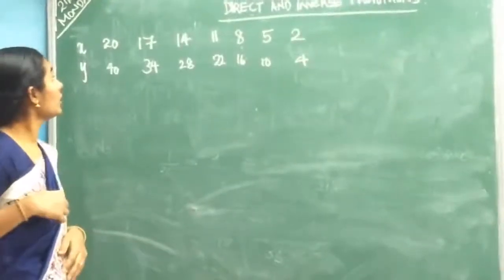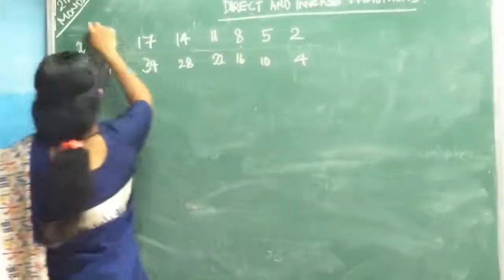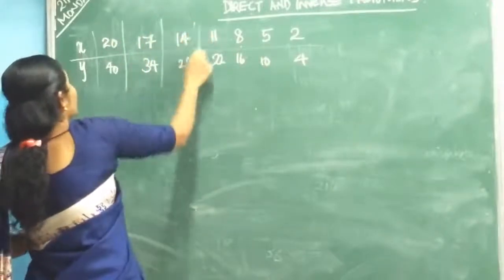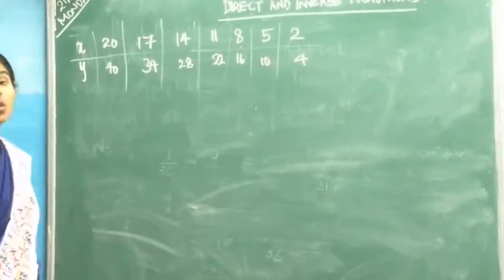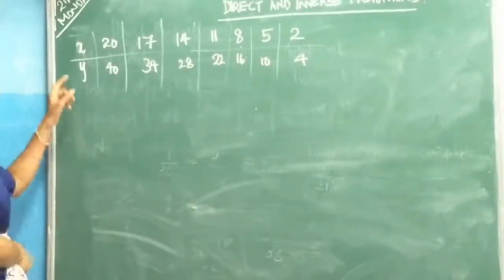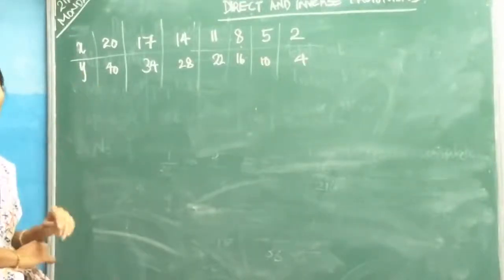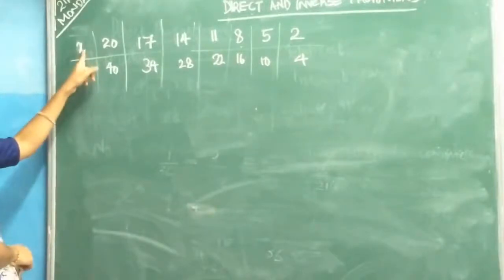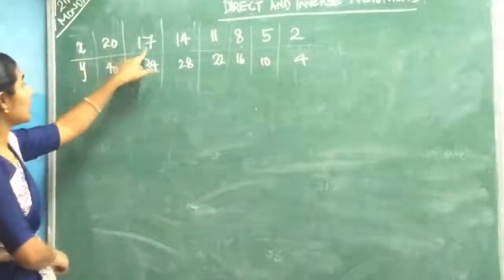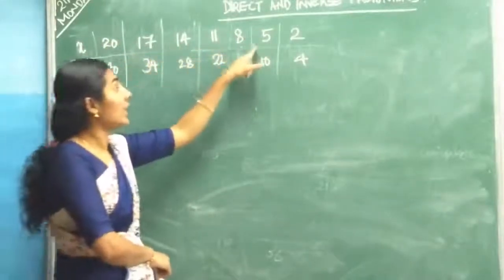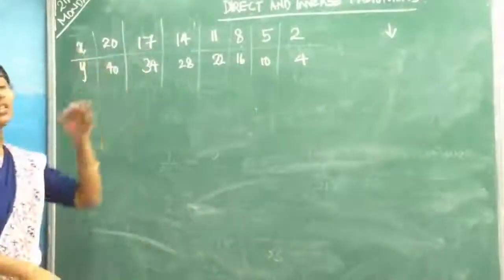Now we see the next question. Here they have given a tabular form showing some quantities. In the first row they have given the quantity x, and in the second row the quantity y. Now we see here the quantity x is decreasing, isn't it? See here 20, 17, 14, 11, 8, 5, 2. That means the quantity x is decreasing.